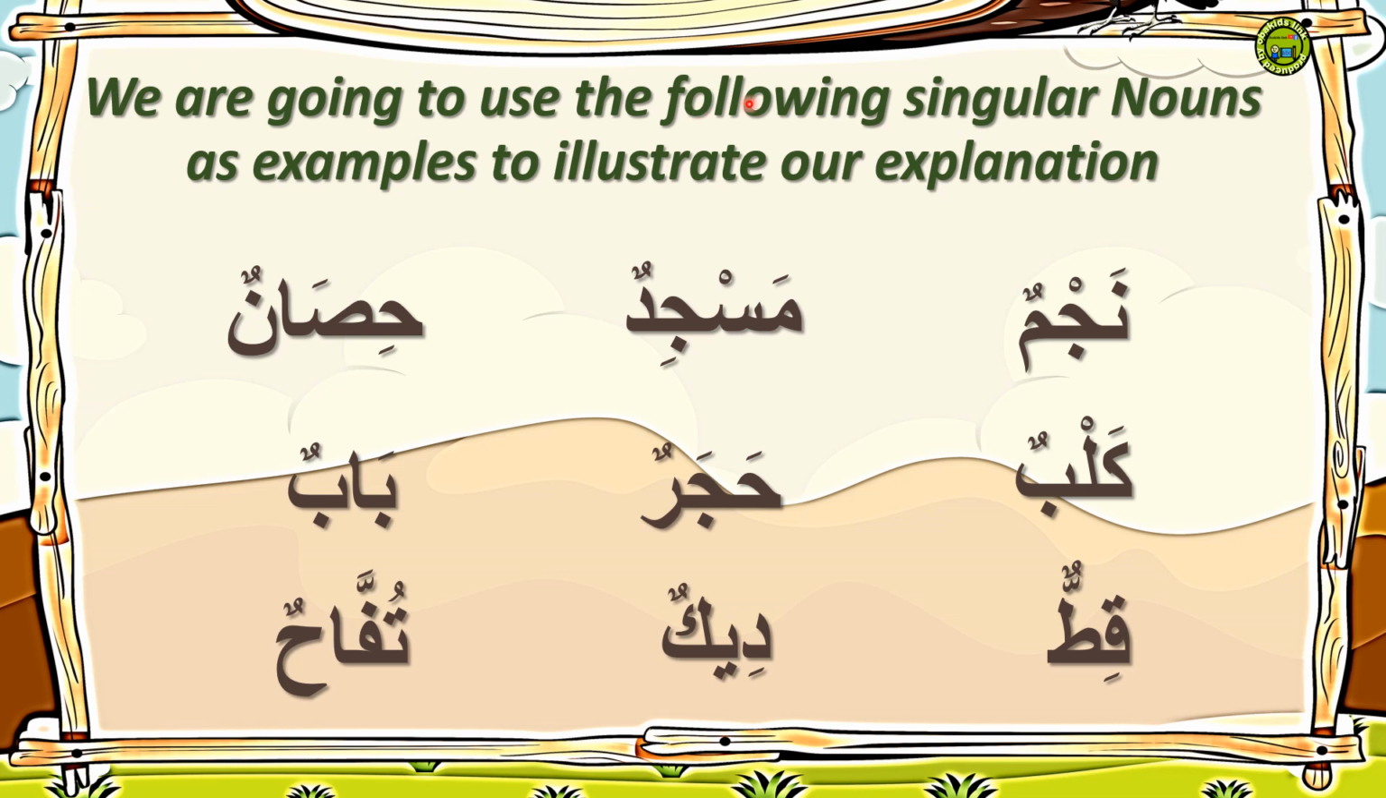We are going to use the following singular nouns as examples to illustrate our explanation. Let's start with Najimun. Say after me. Najimun means a star. Masjidun means a mosque. Hisanun means a horse.